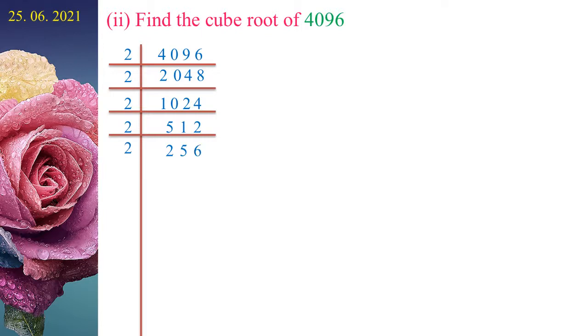The number 256 is divisible by 2. 1 2 is 2, 2 2s are 4, balance 1, 16, 8 2s are 16. The number 128 is divisible by 2 because the ones digit is even number. So 6 2s are 12, 4 2s are 8.